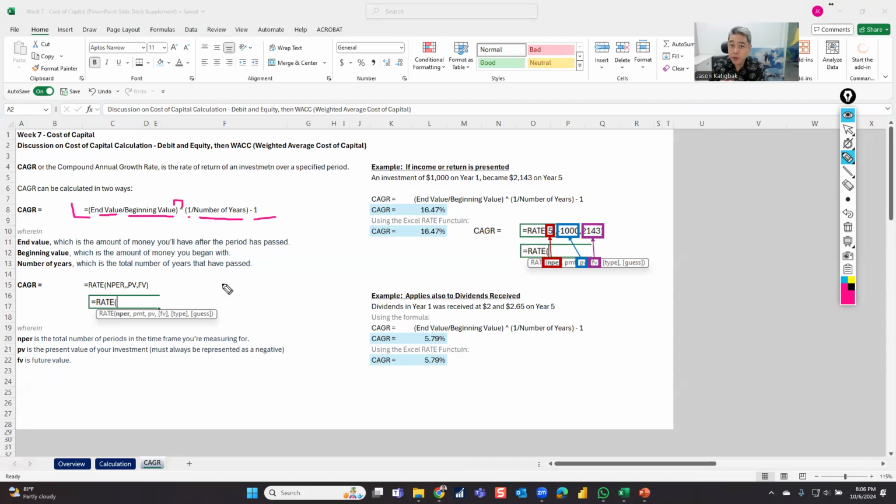Or you can do an Excel function, which is actually equals RATE. And then you have NPER, comma, comma. So the first comma that I skip is the payment, and then PV, and then future value, and then you close it. Okay.